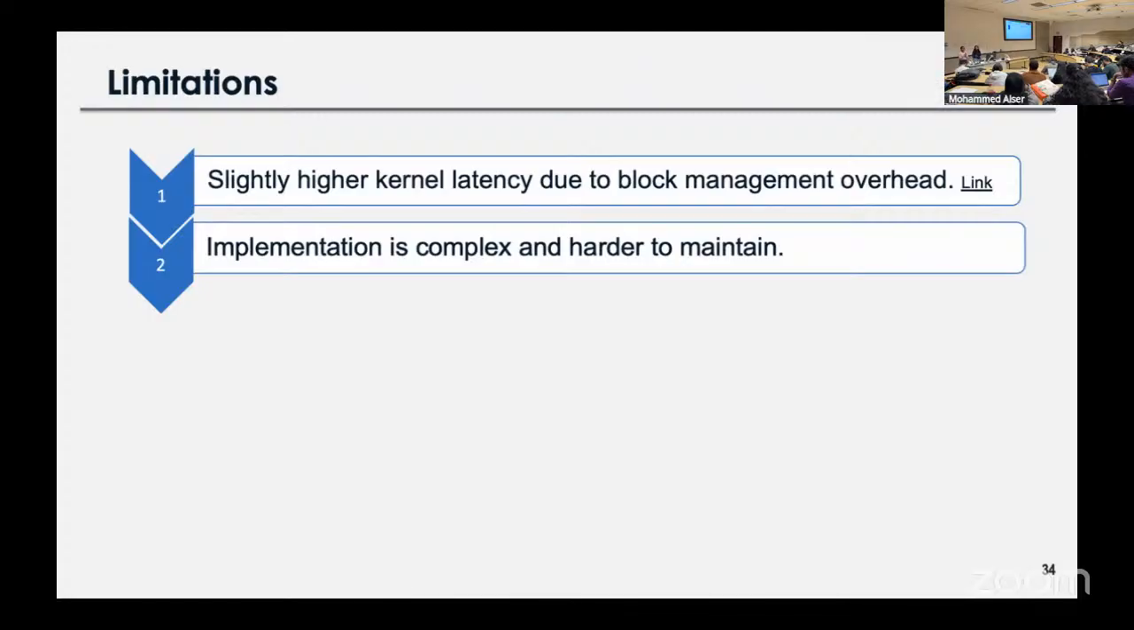Overhead is because of the block table management, just managing the block table operations. I just mentioned this is a slight overhead. When compared to the performance gain, this is very small. The overhead is just to maintain the memory management table. That's it.